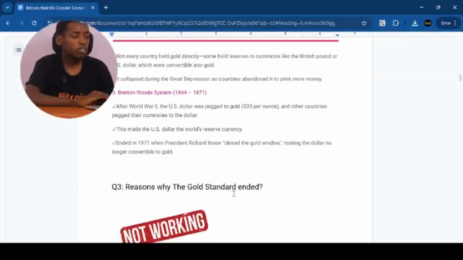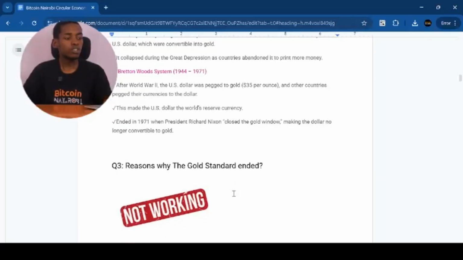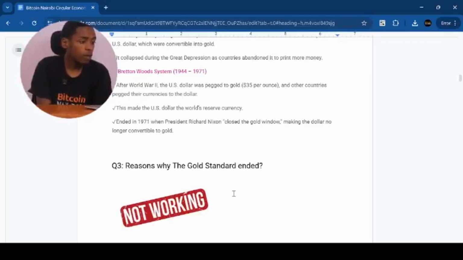Number 3, the Bretton Woods system, 1944 to 1971. After World War II, the US dollar was pegged to gold at $35 per ounce, and other countries pegged their currencies to the dollar. This made the US dollar the world reserve currency. It ended in 1971 when President Richard Nixon closed the gold window, making the dollar no longer convertible to gold.